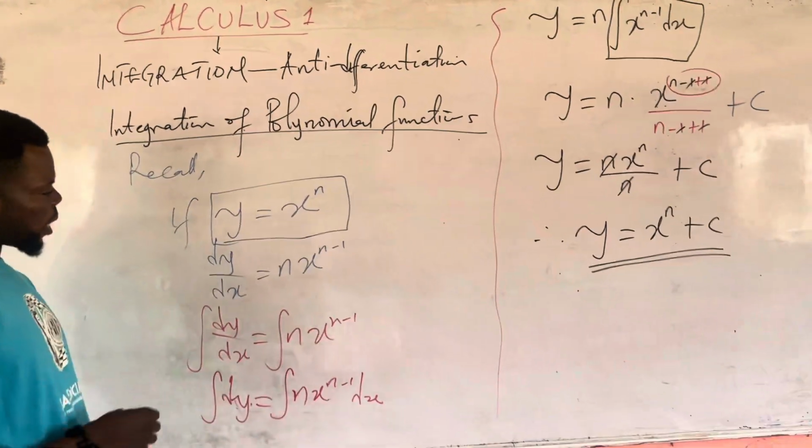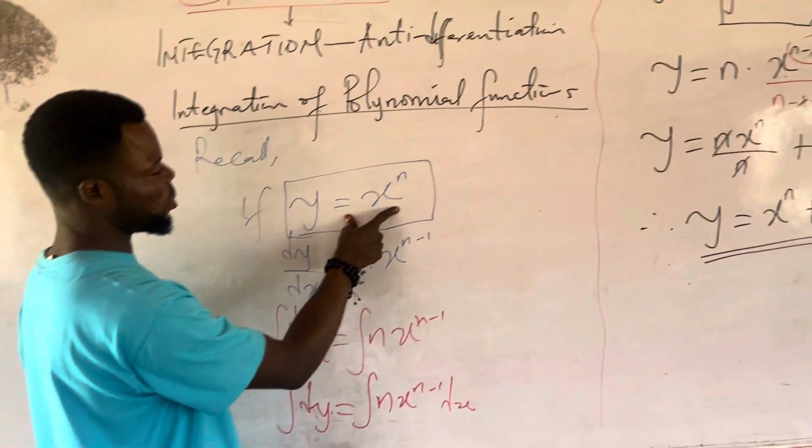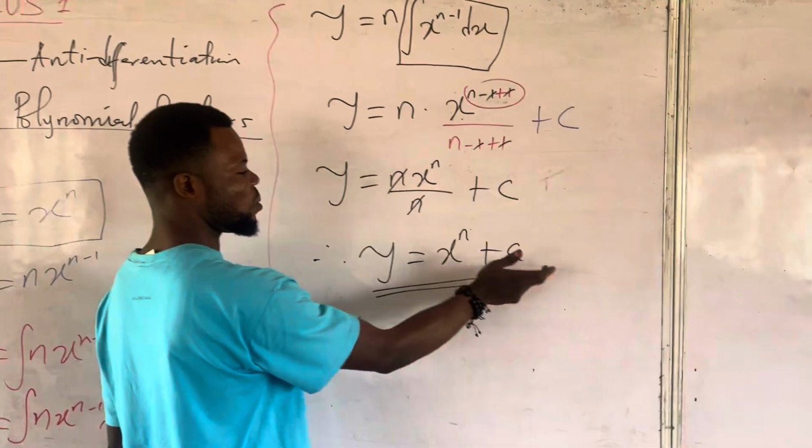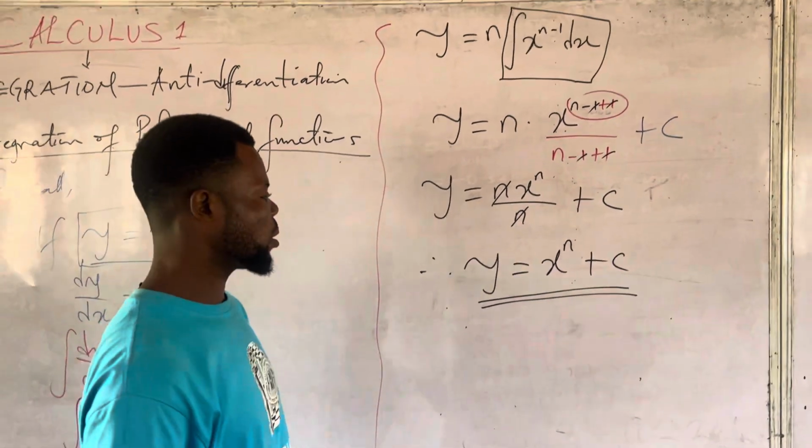Now, if you look at this original function given to us, there is no c. But here we have c. Then what is the function of this c?